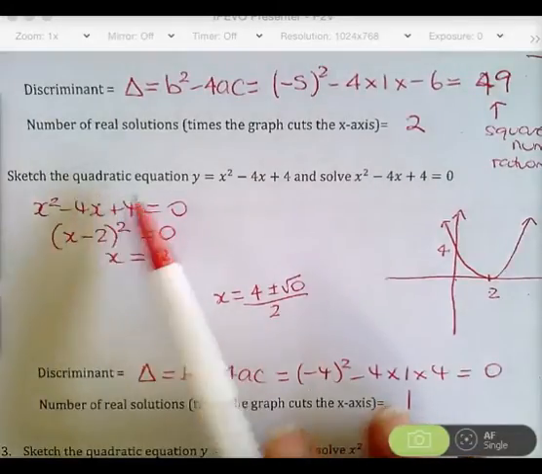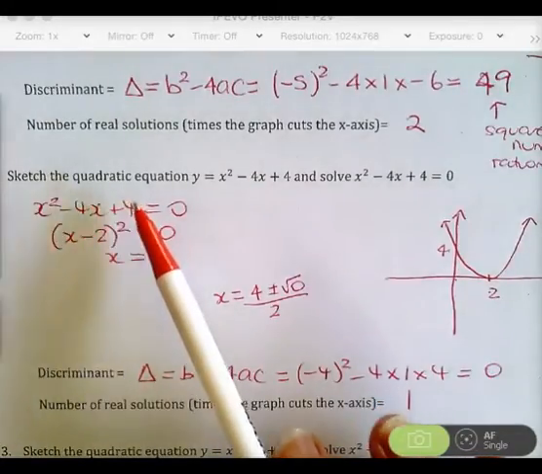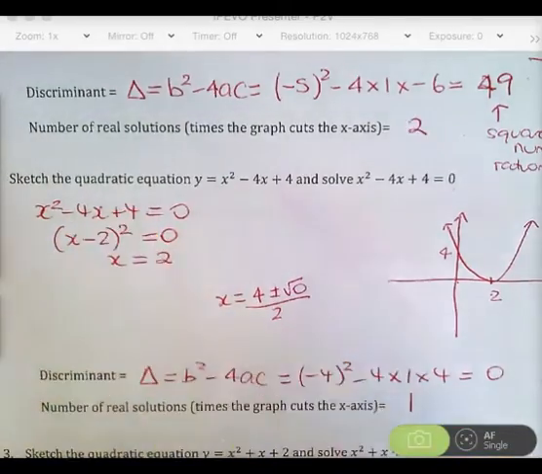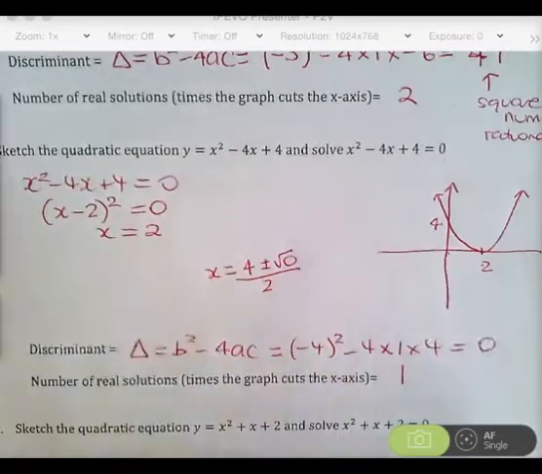This factorisation is a perfect square. What two numbers multiply to give positive 4 but add up to give negative 4? It's negative 2 and negative 2. So that's the factorisation, and that's what it looks like.